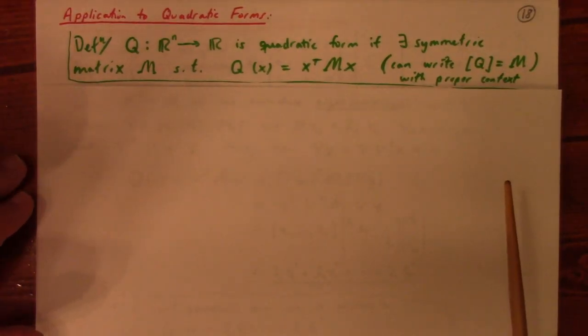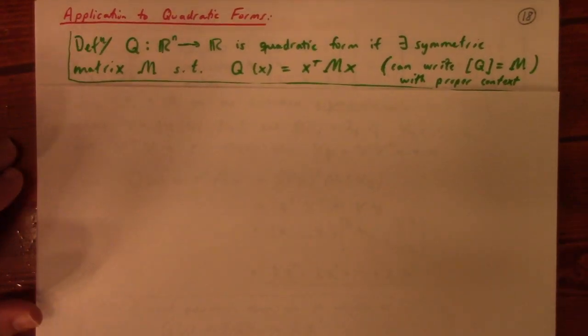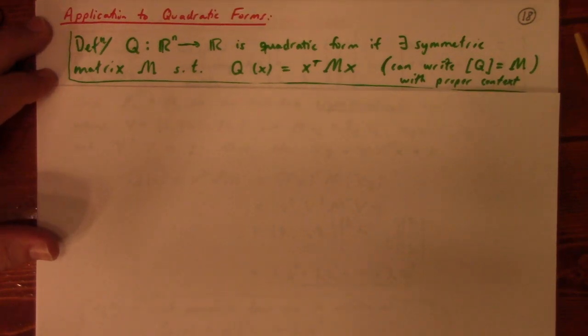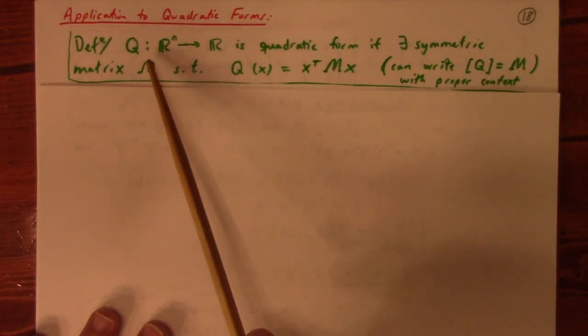Okay, so what does that have to do with quadratic forms? We're really interested in quadratic forms because the graph Laplacian naturally corresponds to a quadratic form. And I'll get into that in pretty good detail here as we go on. So what is a quadratic form?